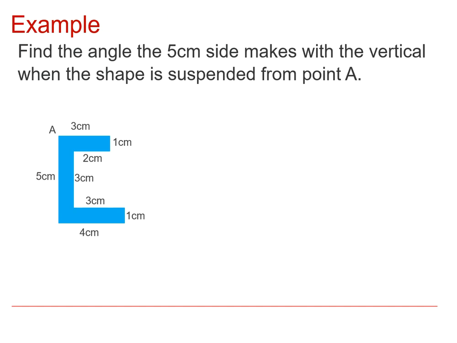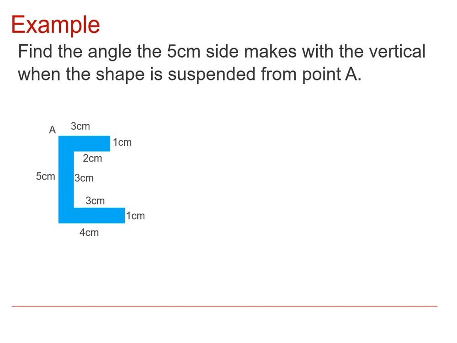This is the type of thing that you're going to have to deal with, though, not just a simple shape, but a composite shape, rather like some of the shapes we've met earlier. Work out where the centre of mass is, and from there decide what is going to happen when it's suspended from point A. And this will usually be asked in the form of an angle. So what angle does a particular side make with a particular direction, usually with the vertical?